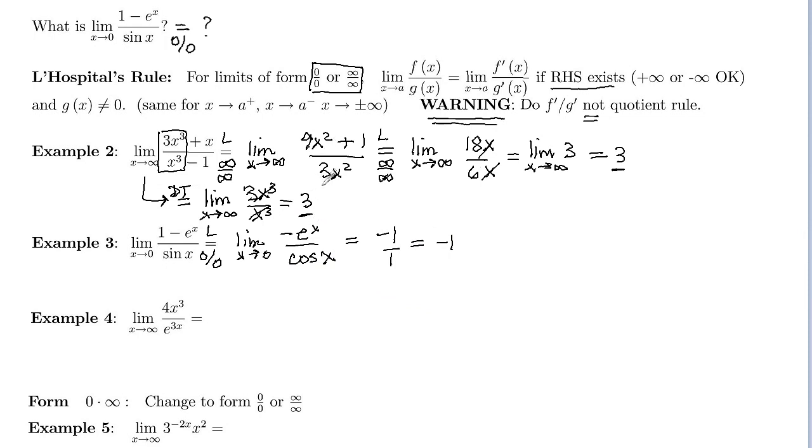Okay, so I showed you a couple examples where there's another way to do it, just so we could see that, hey, this is really giving us the right answer. And now here's one we couldn't do without L'Hopital. Let's look at one more here. Limit x goes to infinity, 4x cubed over e to the 3x. Okay, we got no other way to do this except L'Hopital.